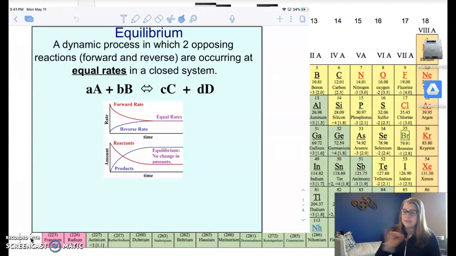So equilibrium, its official definition, is a dynamic process. Dynamic means ever moving and changing, in which two opposing reactions, we'll talk more about that in a sec, forward and reverse, are occurring at equal rates in a closed system. Breaking this down, dynamic is ever changing, ever occurring. This is not stagnant, this is active. Two opposing reactions, forward and reverse.